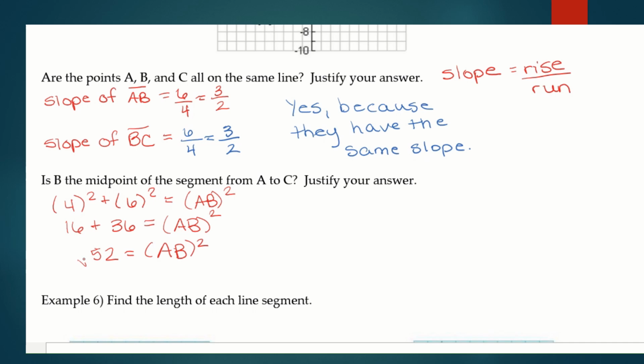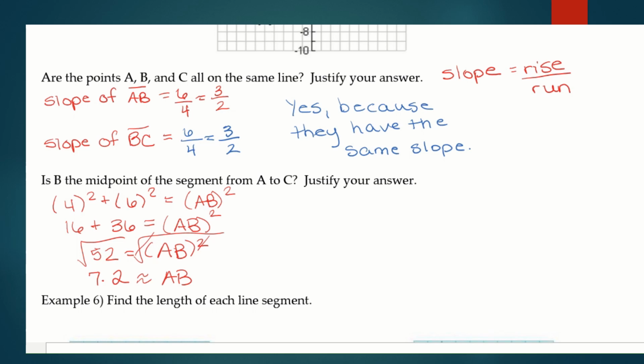So if I take the square root right now to undo the squared term, I get AB is approximately, and again I'm going to round to the nearest tenth here just like we did before, I get AB is approximately 7.2.